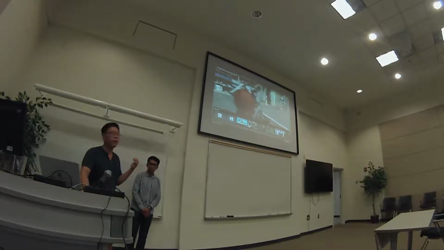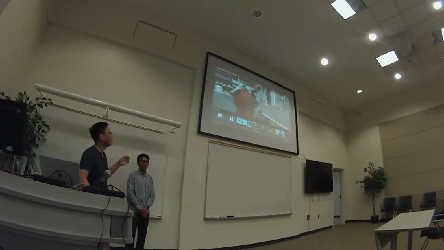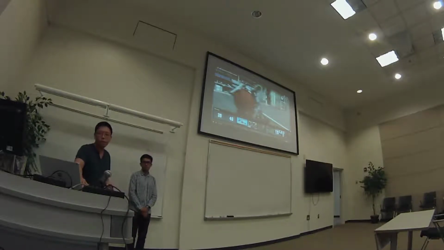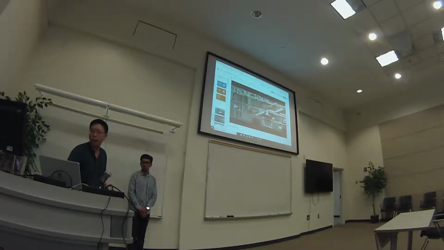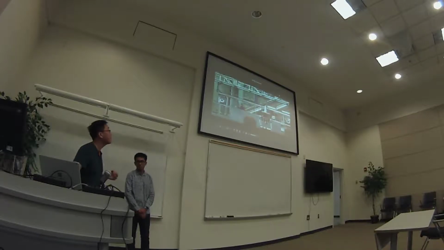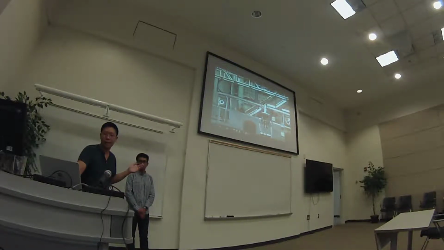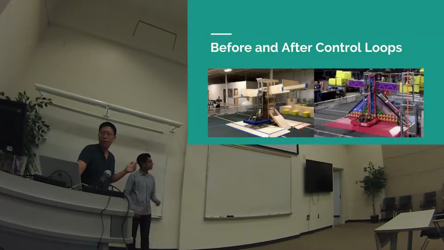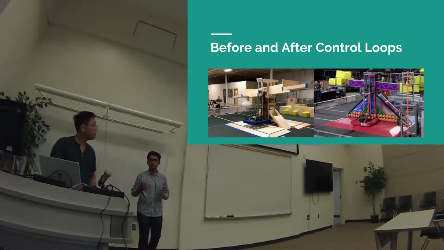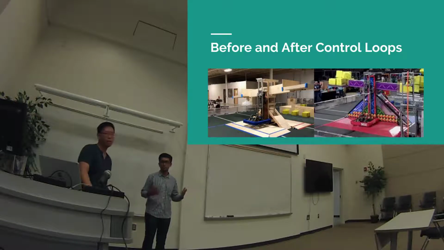So that's a really good example of advanced control systems. But today we're going to go into more of the basics, but eventually it should lead up to something like that. So here's another example of a situation where you'd use control loops and where it's not using control loops.